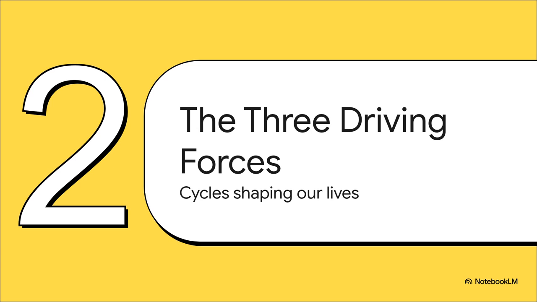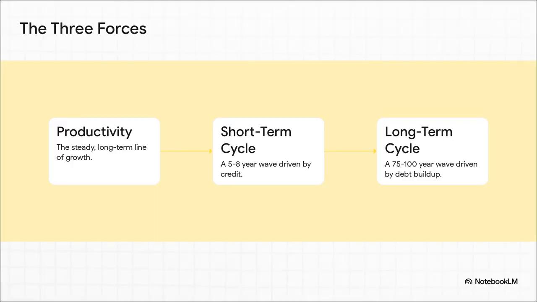Okay, on to Section 2. Now that we've seen how that little loop works, let's zoom out and see how it builds up into 3 massive forces that shape our entire economic reality. When you layer everything together, this is what you get. The foundation, that slow, steady line going up, is productivity growth. But layered on top of that, you have 2 big debt cycles.